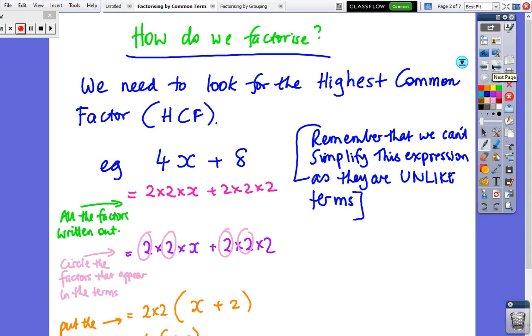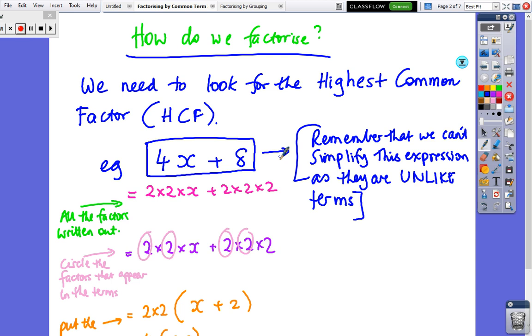So how do we factorise? Well, we need to look for the highest common factor, which is an abbreviation, it's called HCF, highest common factor. So if you look at this example, I've put a lot of steps in, but you don't have to show all the steps, obviously. So I've got an expression 4x plus 8, and I've put a note over here that we can't simplify that expression. We can't add 4x and 8 and make 12x because they're unlike terms.